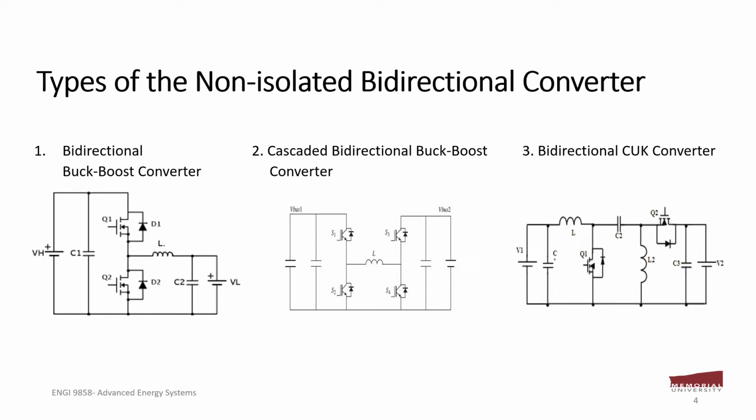The second one is the cascaded bidirectional buck-boost converter, which can operate in four quadrants and works as a buck and boost in both directions, which makes it the most feasible topology. But it also has disadvantages, such as having more switches, which leads to more losses, and the control scheme for this circuit might be complicated. The last one is the bidirectional Cuk converter, which has a lower ripple among all the topologies.